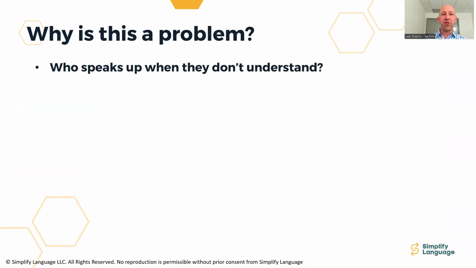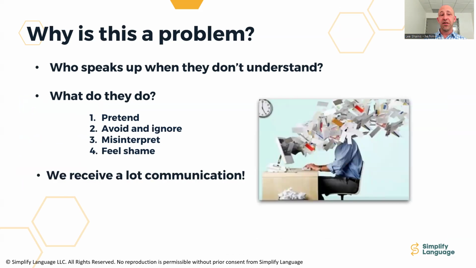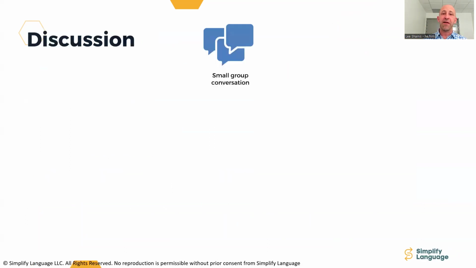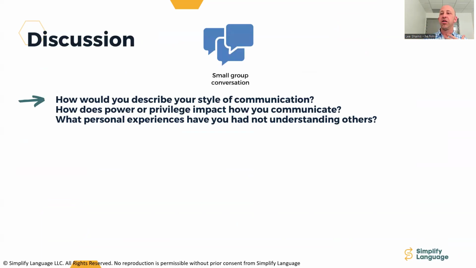We talk about why this is a problem, who speaks up when they don't understand, what people do when they don't understand. We receive a lot of communication. So, what do we do with long communication we receive? What do we do with short communication we receive? We'll have those conversations and how we want our audience to interpret our message the same. We don't want 10 people to have 10 different interpretations of what we write to them or what we say to them. So, unclear communication can be really problematic with that. We'll have small group discussions about your own communication style, how power and privilege impact how you communicate.